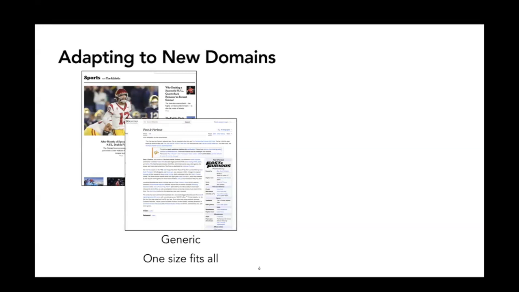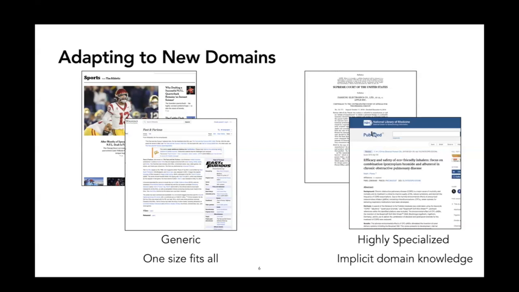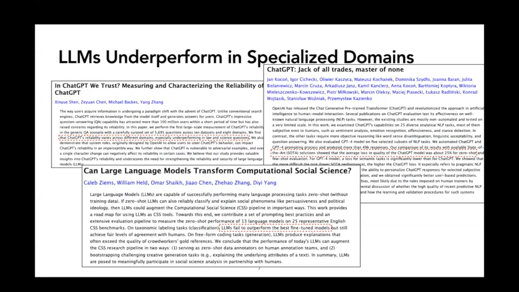The data used to train these models is obtained from the internet, containing data sources such as Wikipedia articles and newspaper articles. This is a one-size-fits-all approach. In contrast, we want our LLMs to do well in domains like medicine and law, where the data is highly specialized and often requires implicit domain knowledge. This one-size-fits-all approach does not perform well in every specialized domain.